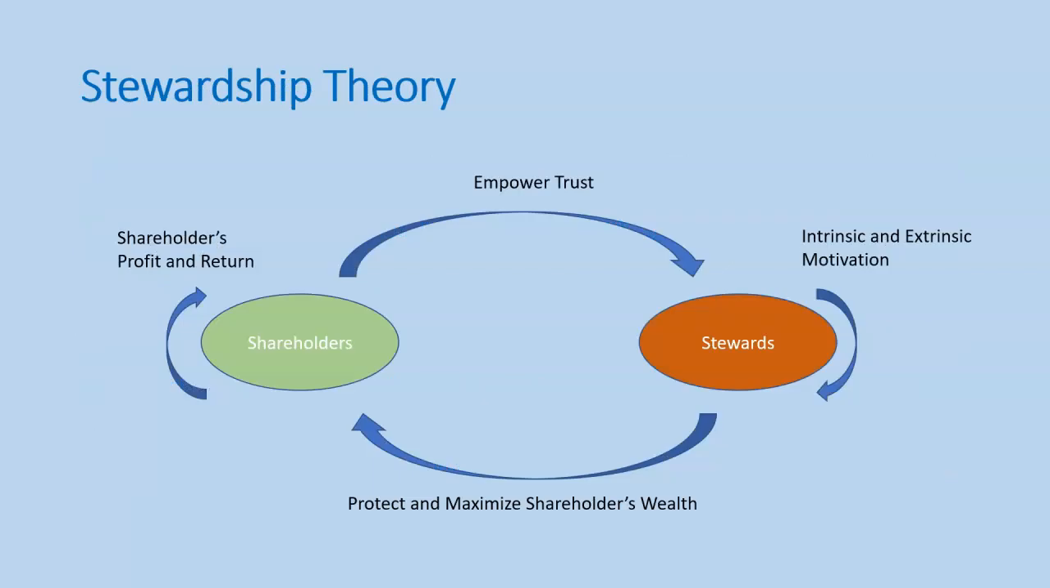Here comes stewardship theory. You will find shareholders on one side and then stewards. There is a connection: empower and trust from shareholders to stewards, and then protect and maximize shareholders' wealth. Here you can see shareholders' wealth. So on one side, shareholders' profit and return, and on the other, intrinsic and extrinsic motivation. It's a point of motivation. Now we will understand.